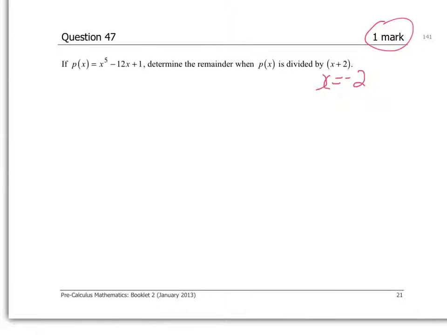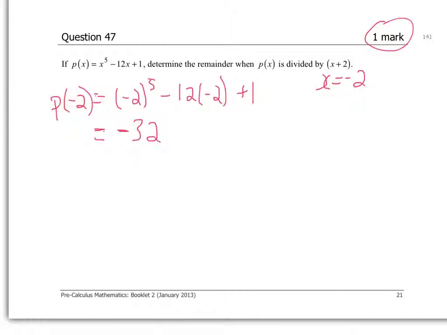I could find p of negative 2, and that will be the same as telling me what the remainder is. So I have to do negative 2 to the 5 minus 12 times negative 2 plus 1. So negative 2 to the 5, I know my answer is going to be negative, so I'm going to put that in front of it because it's an odd power. So 2 times 2 is 4, 4 times 2 is 8, 8 times 2 is 16, 16 times 2 is 32. So I believe it is negative 32.